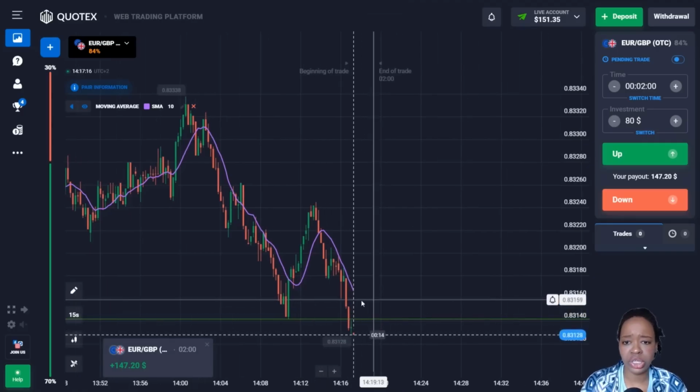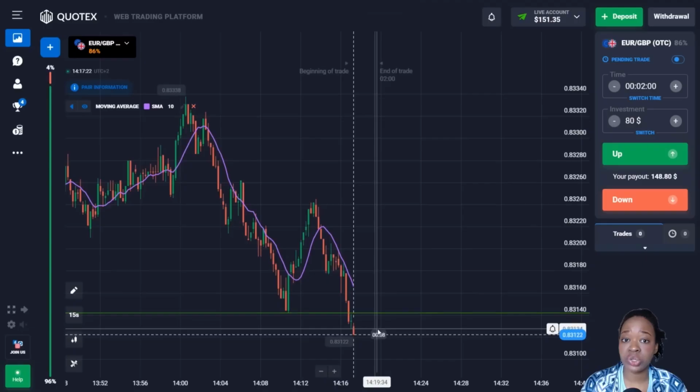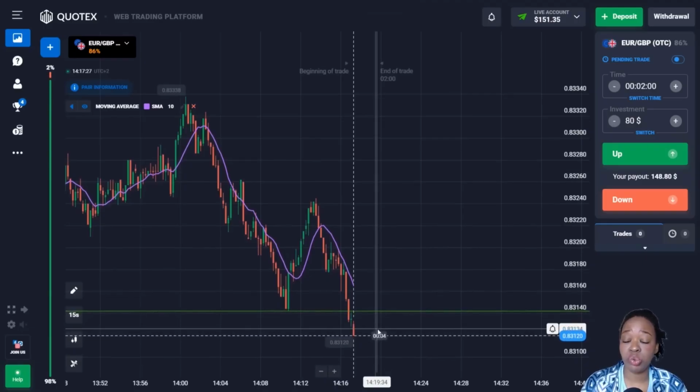This is awesome. You can see the indicator turned out to be right again and gave me a good entry point, and in combination with technical analysis, the indicator works quite well. I got very good profit here.